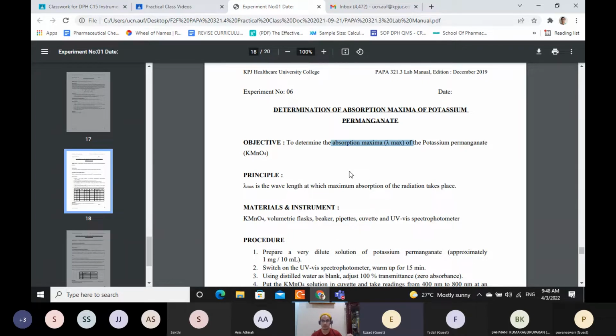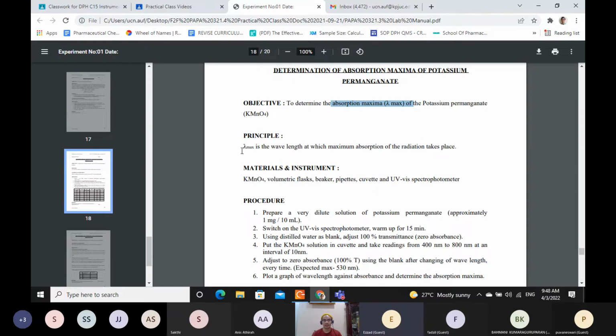So kita boleh gunakan ciri itu sebagai satu ciri untuk kita kenal pasti bahan itu adalah apa. Okay, so the principle kat sini dia tulis lambda max is the wavelength at which maximum absorption of the radiation takes place. So kita nak determine the lambda max. So how do we determine the lambda max? The lambda ni is the wavelength.